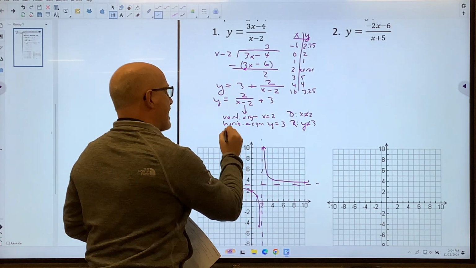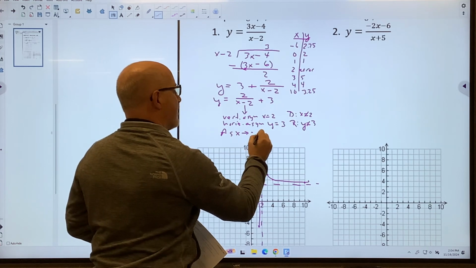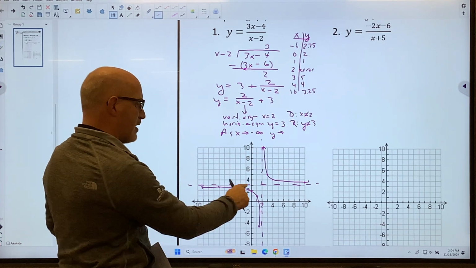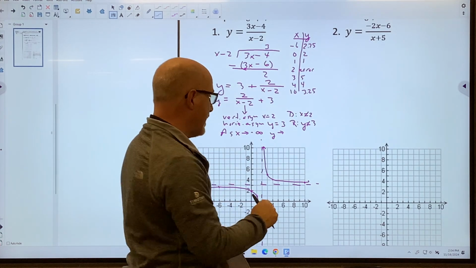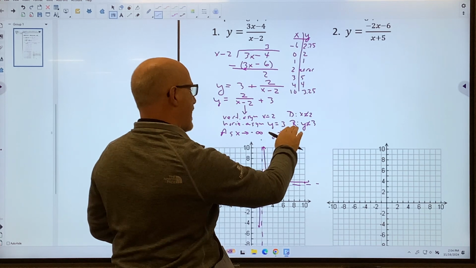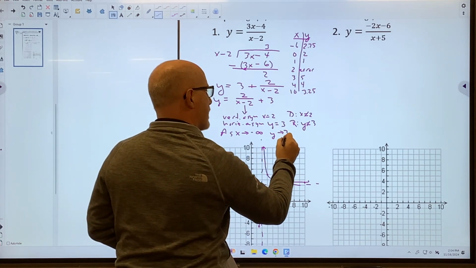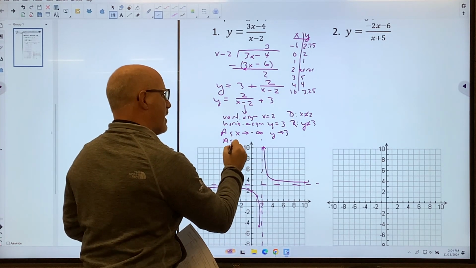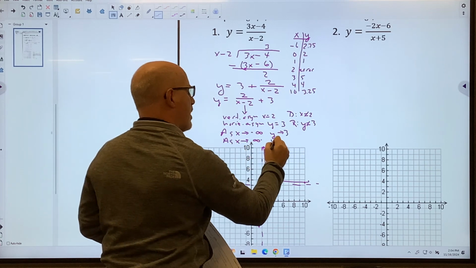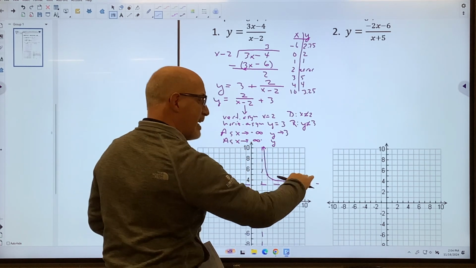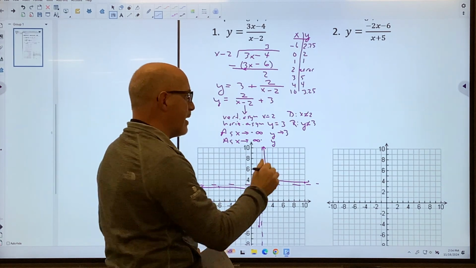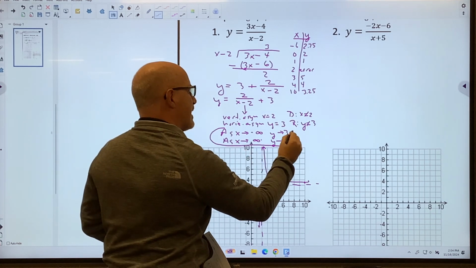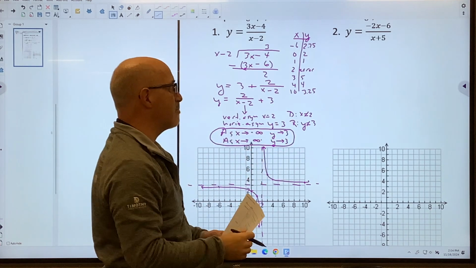For these, as x goes to negative infinity, notice the y is just getting close to this asymptote. It's just getting close to my horizontal asymptote of 3. So y is going to 3, where that horizontal asymptote is. As x goes to positive infinity, notice that the y also, in this direction, is getting closer and closer to that line at 3. So it also goes to 3. So the end behavior here is related to that horizontal asymptote.